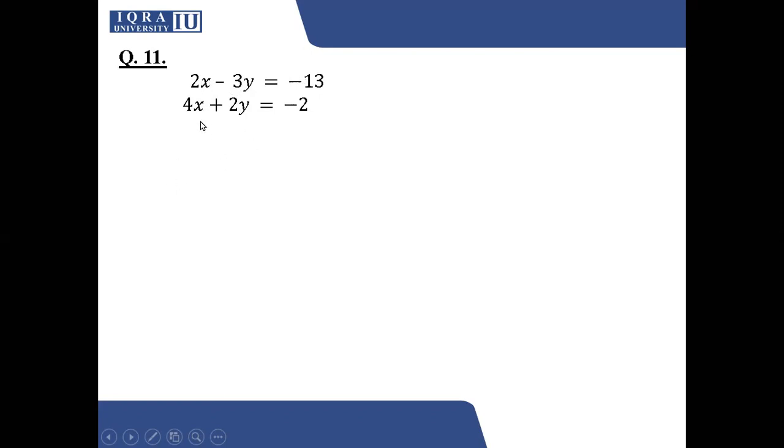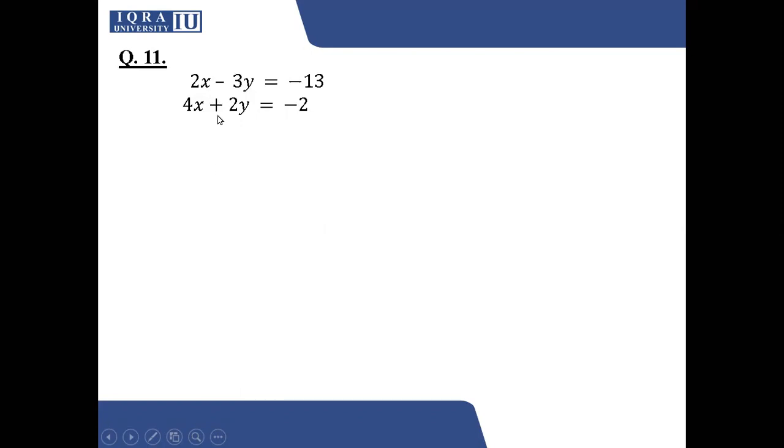Now let's take a look at question number 11 from your book. You'll notice right away that we cannot just simply add the two equations. We have 2x here and 4x here. 2x plus 4x will give me 6x. I want 0x or 0y for that matter. Minus 3y plus 2y will give me minus y. My y will still exist over there. So we need to make some modifications. We need to multiply something.